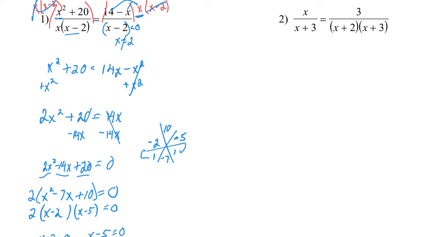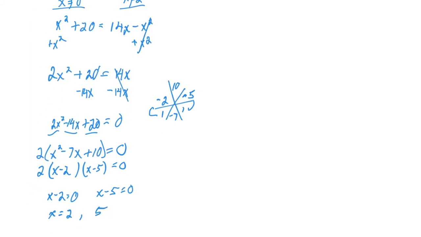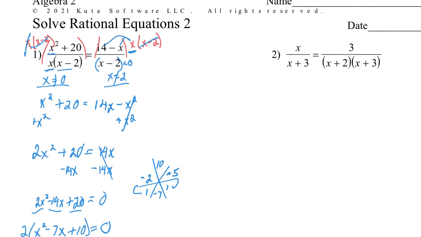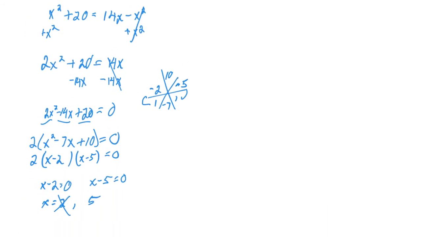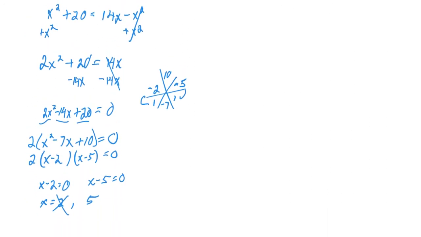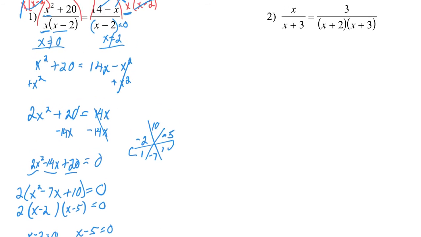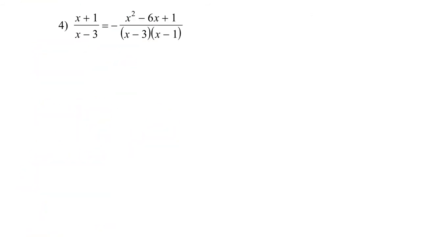X minus 2 is going to give us positive 2 again. The x is going to give us 0. So here are our two excluded values. And since one of our answers was one of our excluded values, we just kick it out. So it's what they call an extraneous solution. Okay, so you want to check if your excluded values need to get kicked out. Let's go check out number 4 here.